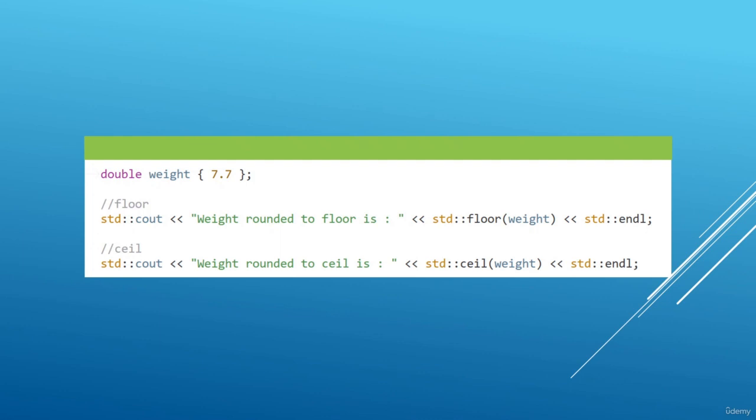Here is an example of something you might want to do. For example, you have a variable. It's called weight. Inside we have a 7.7. And if you do std::floor of this variable, this is going to be rounded down to a 7. If you want to round up, you're going to use std::ceil and you're going to get that. And we're going to see what this is going to give us in a minute when we hit Visual Studio Code.